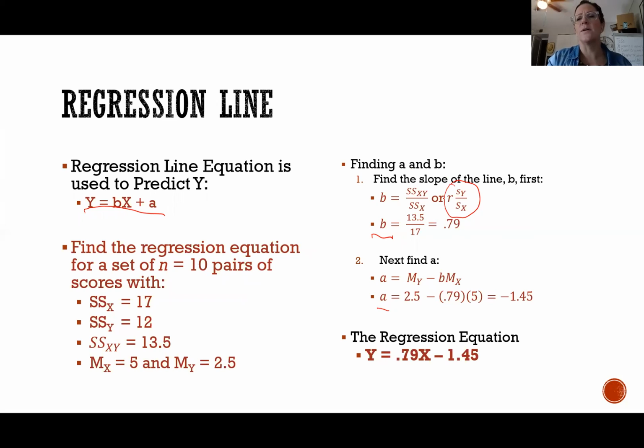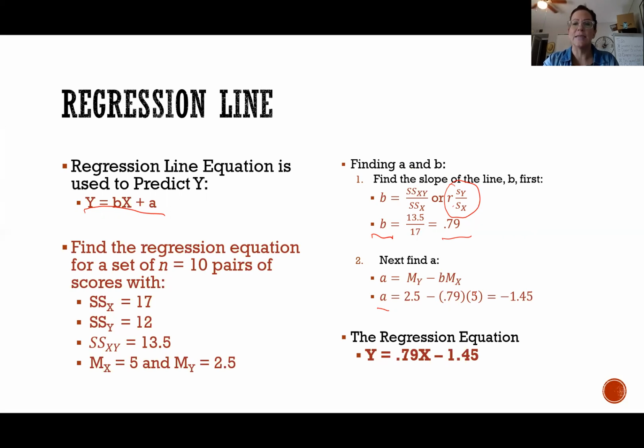So you could always use the alternative method, which is R obtained times the standard deviation of y divided by the standard deviation of x. But in this class, you'll be dealing with the raw data. So you would have your sums of square of the product, which is 13.5, divided by 17, which is the sums of square x, and your slope is 0.79.